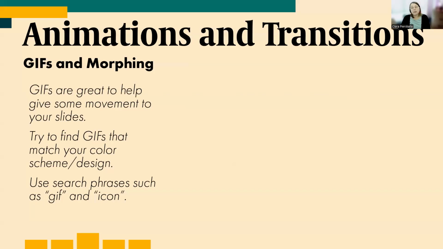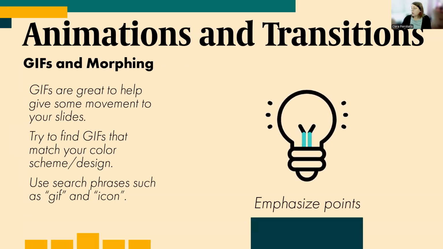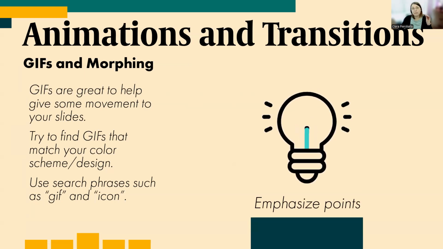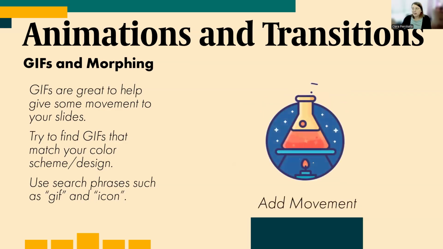When looking for GIFs, you can always try to look for something that goes with your color scheme, so it almost looks like it belongs with the slides. And I always use search terms such as GIF or icon when including them in my PowerPoints. It's really easy to add a GIF to your PowerPoint. You add it the exact same way as you add a photo. You can just copy and paste it directly in, and it'll go in just like a photo. GIFs can be great for emphasizing your different points, or drawing attention to specific things in your slides. And in general, it can just add a little bit of movement, which is always really nice too.